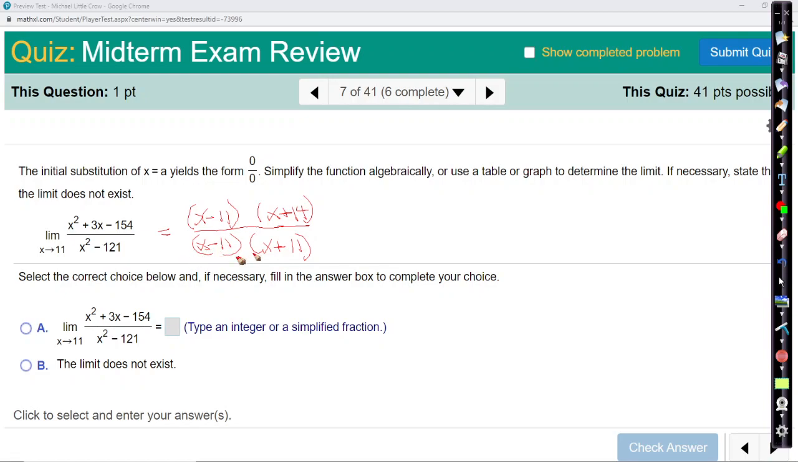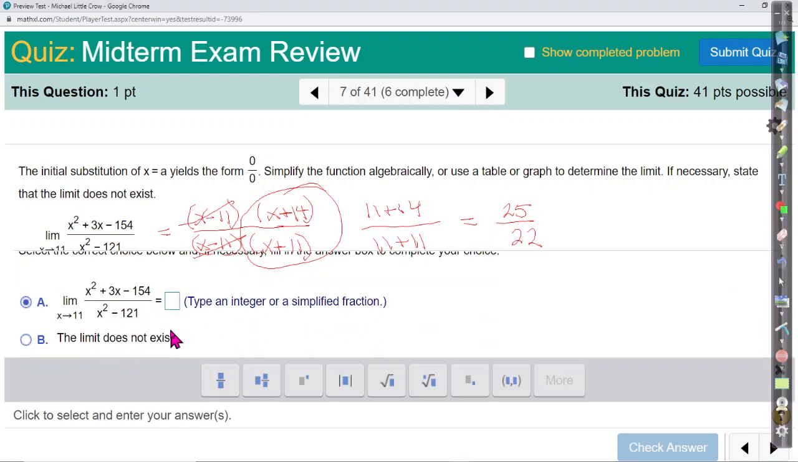The main thing is, though, we can cancel this out, and now this is going to exist. We can plug in 11 here and find out what the value is. So we get 11 plus 14 in the numerator, and we get 11 plus 11 in the denominator. That's going to give us 25 in the numerator and 22 in the denominator. Integer or simplified fraction. I think that's all we can simplify. Looks good to me. 25 over 22.